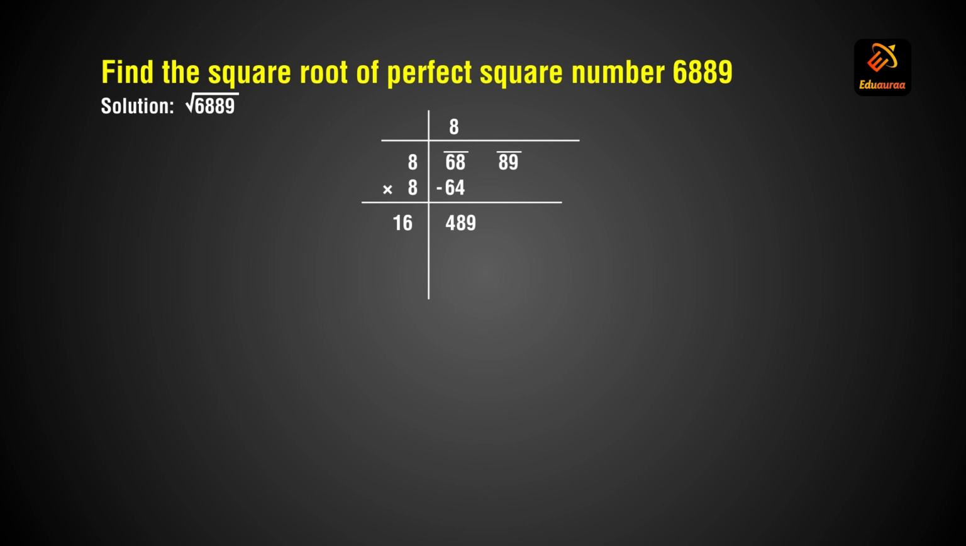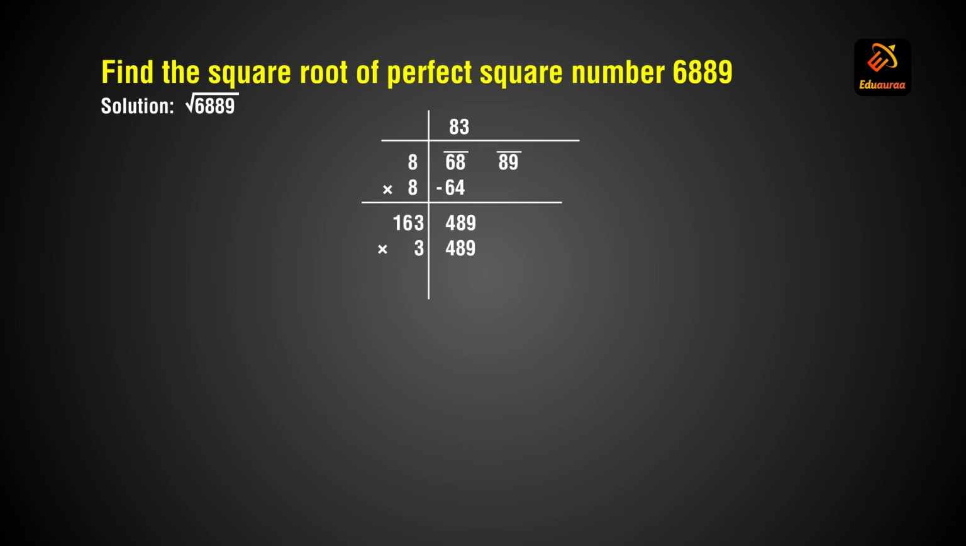Think of a number that can be placed ahead of 16 such that when 16 followed by that digit is multiplied by that digit, you get closest to 489. And that digit is 3. So 163 into 3 is 489. So first square root digit is 8, remainder is 68 minus 64, that is 4.